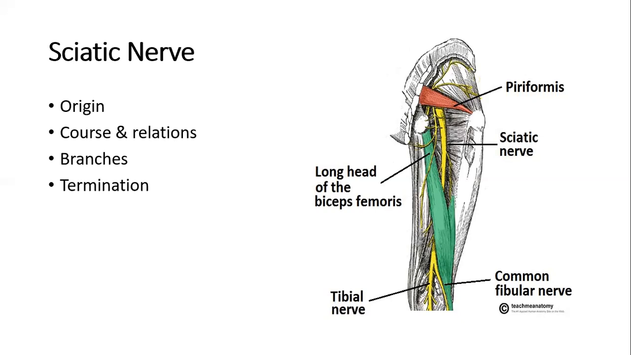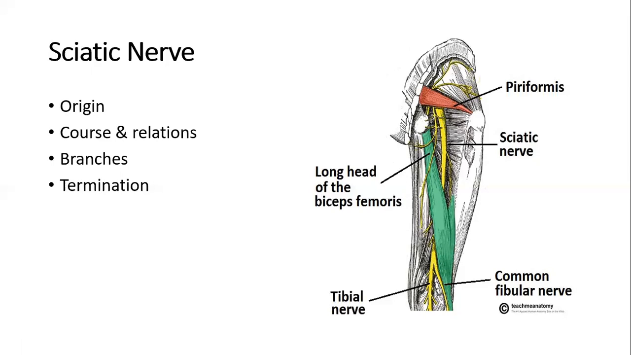Then further it continues to pass posterior to obturator internus. Here we have in this diagram the superior gemellus, obturator internus, and inferior gemellus, and here we have the quadratus femoris. So it is continuing posterior to all these muscles. Or in other words, these muscles lie anterior to sciatic nerve.